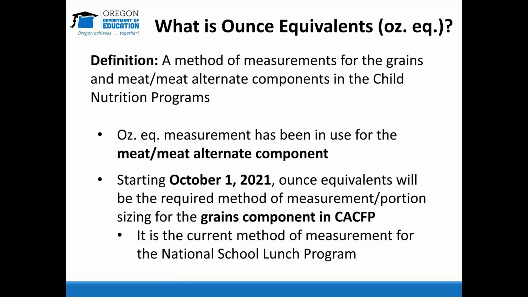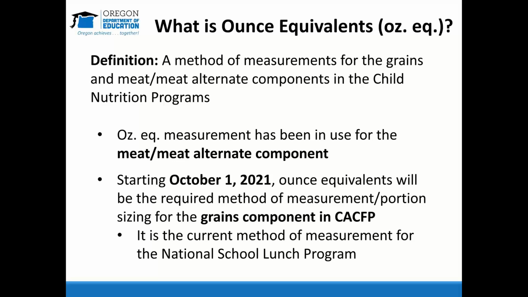So what is an ounce equivalent anyway? The definition of ounce equivalent is a method of measurement for the grains and meat alternate components in the child nutrition programs. You are likely already familiar with ounce equivalents as it's used in the meat alternate components. So you use ounce equivalents because only the lean meats can be counted in child nutrition programs. Ounce equivalents allow you to figure out the portion of the meat that is lean meat only, and whether the portion of meat served will meet minimum portion size requirements.